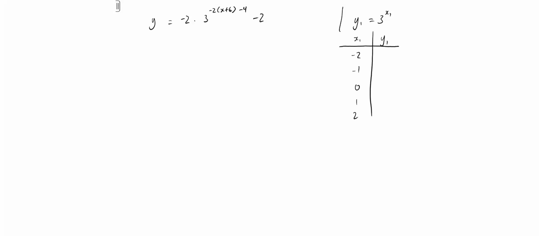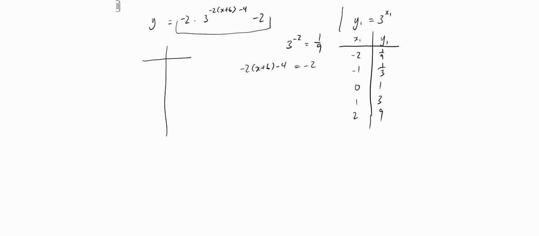All we're going to do now is finish the table of values for the parent function. Again, we're going to pretend that we don't know how to do any calculations or arithmetic. The only thing we can use is the table from the parent function. We see that 3 to the power of negative 2 is equal to 1 over 9. So if we set 3 to the power of negative 2, open bracket x plus 6, end bracket minus 4, equal to 3 to the power of negative 2, we get x is equal to negative 7. So when x is equal to negative 7, 3 to the power of all of that is equal to 1 over 9. So the y value is negative 2 times 1 over 9 minus 2, which is equal to negative 20 over 9.